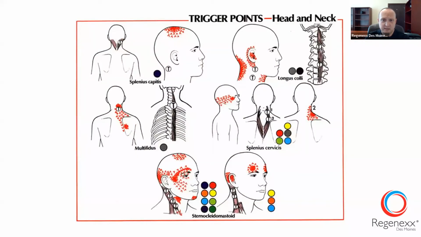And so this is a classic trigger point referral pattern, pain referral pattern, looking at all sorts of different muscles. And the point here is not really to understand the specifics. That's my job. But my purpose of demonstration is to show you that you can have pain in one location, such as one of our big neck muscles, the sternocleidomastoid, and have symptoms on the front of the face or the top of the skull.